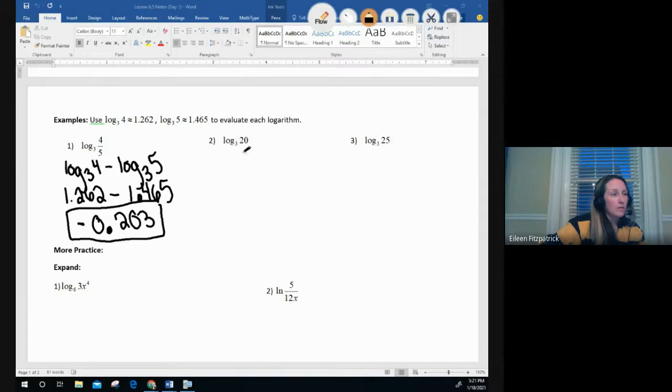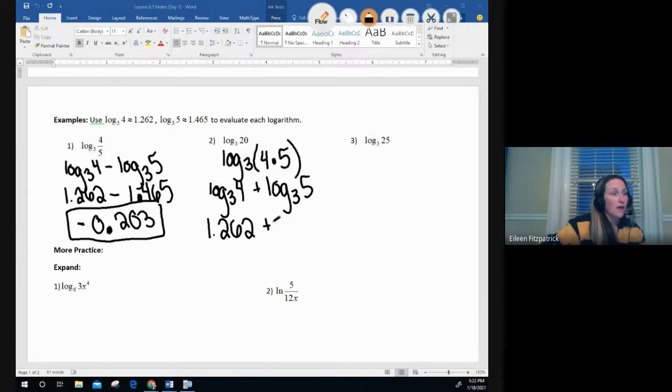Well, 20 is the same thing as 4 times 5. So I could rewrite this as log base 3 of 4 times 5. Okay. And since multiplication pairs with addition, when I'm talking about my rules, my properties, I can write this as log base 3 of 4 plus log base 3 of 5. And now I can substitute in log base 3 of 4 is 1.262 and log base 3 of 5 is 1.465. And when I add, I get 2.727 for the evaluation.